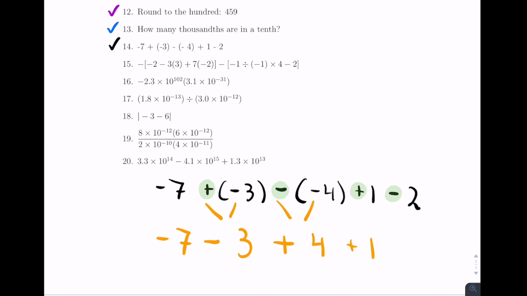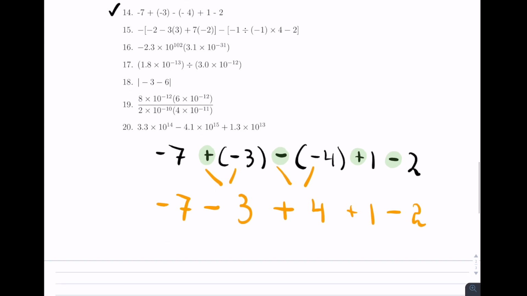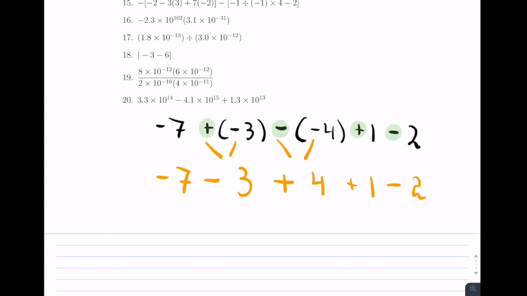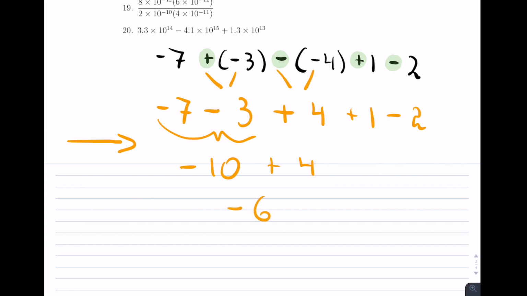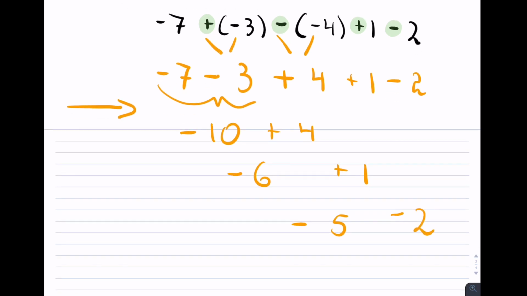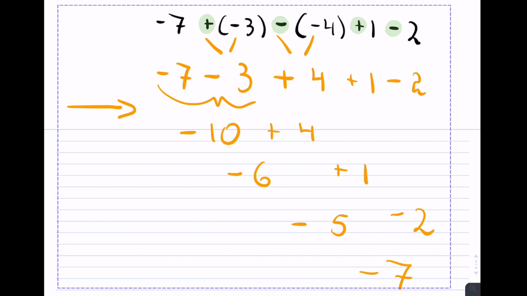Here, there's only one sign to worry about. And now we can go ahead and subtract and add. I always just recommend going from left to right. For instance, this is -10. Now I'm going to add the 4, which is -6. Now it's plus the 1, which is -5. And then minus the 2, which is -7. And that completes that question for us.